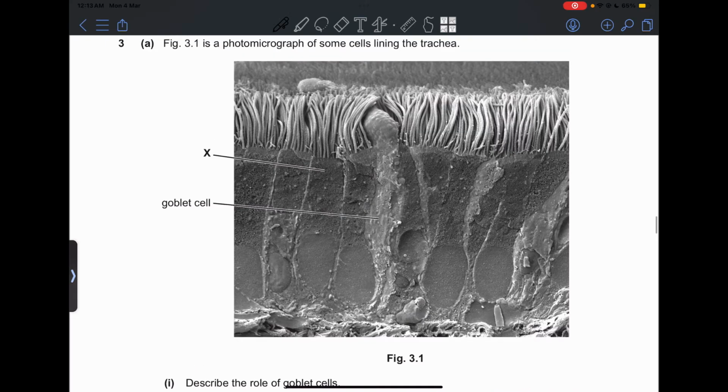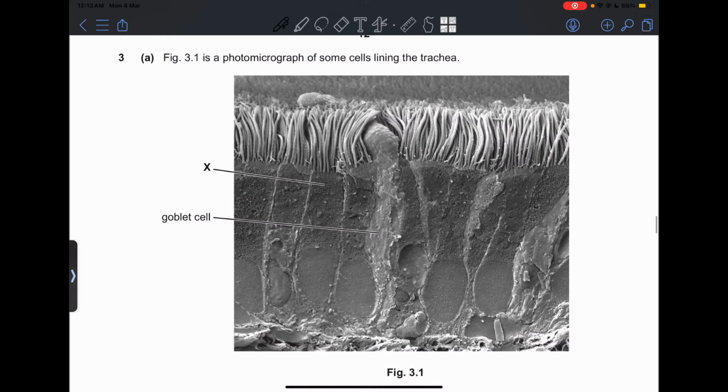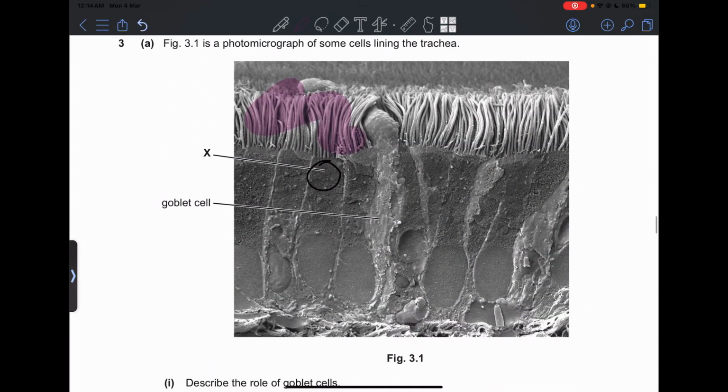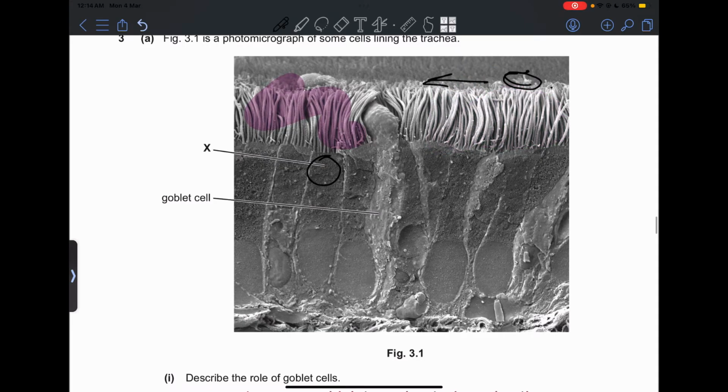So over here, X, they are talking about this part, and it has a lot of hair-like structures in this area. Now it is ciliated and sweeps the mucus. Ciliated means that it has those hair-like structures, and these sweep away the mucus. It's like sliding the mucus over the surface. So if there's something over here, it's going to be swept away. It's going to move towards this area. So this is sweeping.